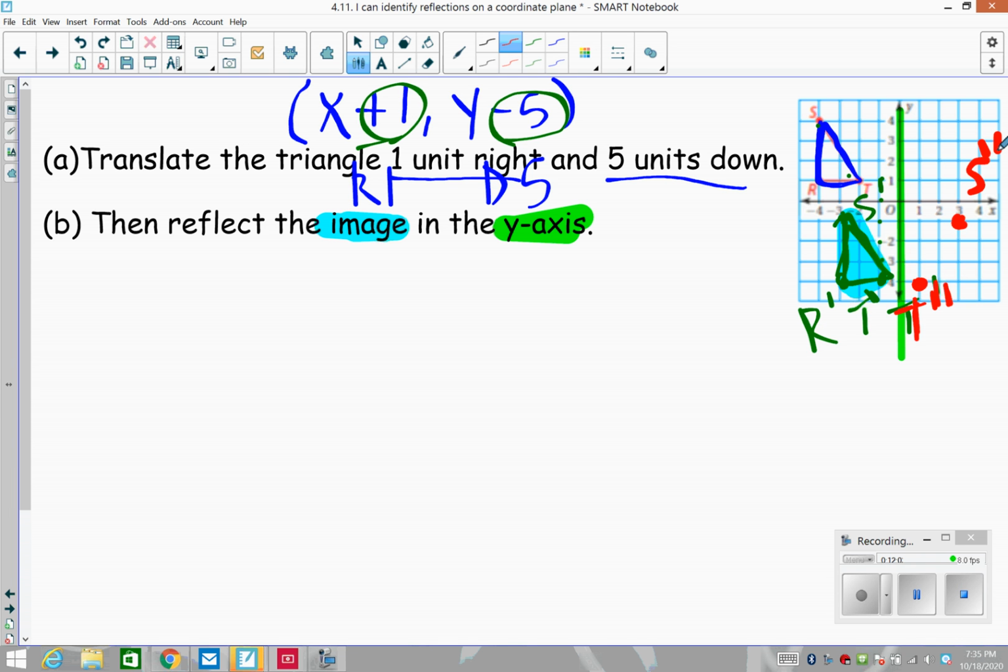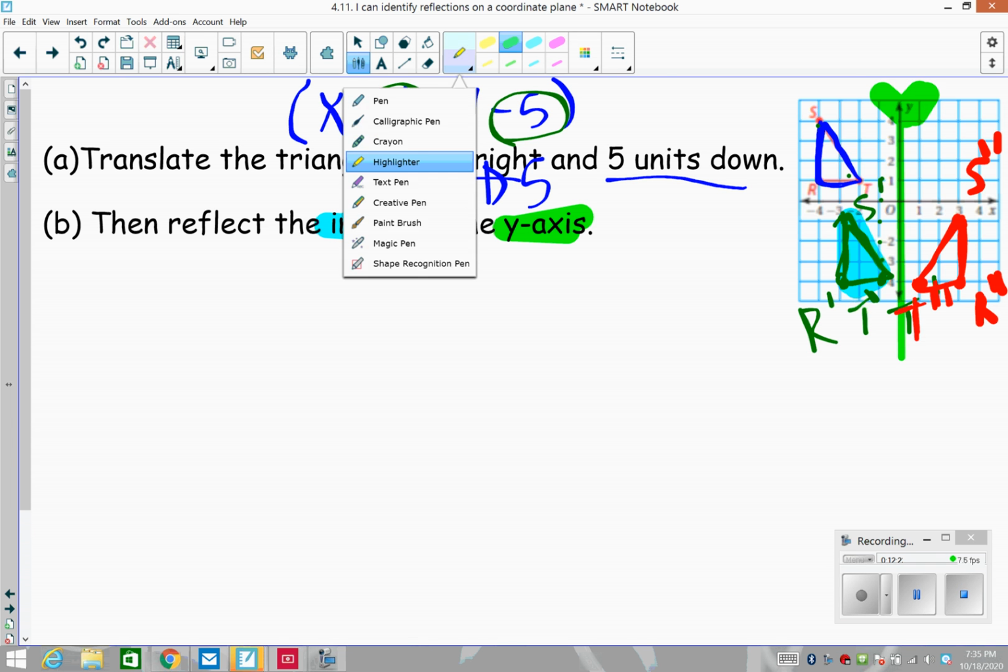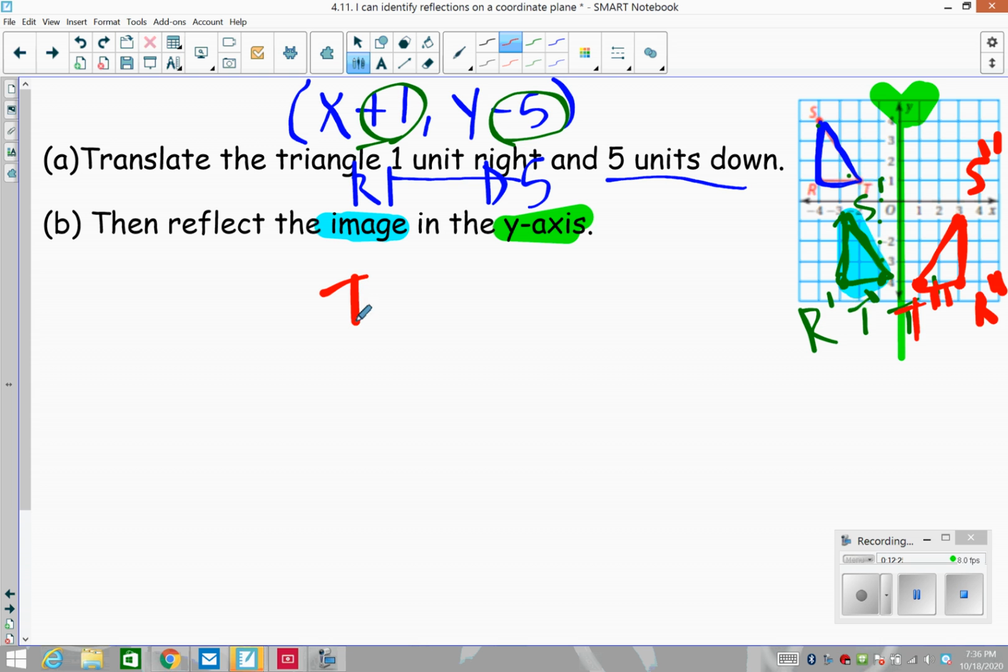And the r prime appears to be 1, 2, 3 units away. So when I flip it, it's 1, 2, 3 units away, which is my r double prime. So my reflection over the y-axis looks to be this: t double prime, r double prime, s double prime.